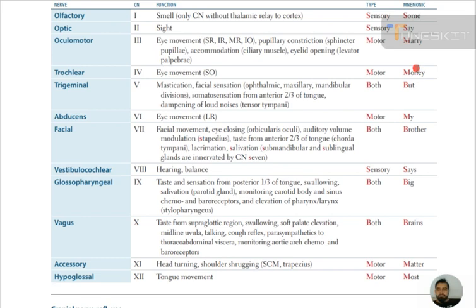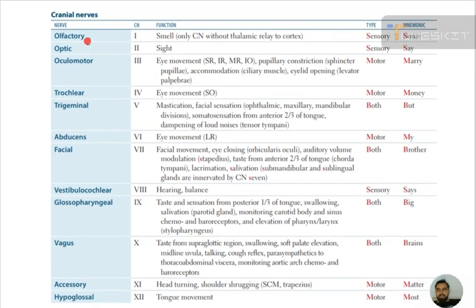So the first one, olfactory nerve. Olfactory means olfaction and it is related to smell. Only cranial nerve without thalamic relay to cortex, so you should keep it in mind. It is sensory type. You already know our nose doesn't move, our nostrils don't move, our nasal septum doesn't move. So it is the sensory nerve. Some say sensory. Optic, yes.